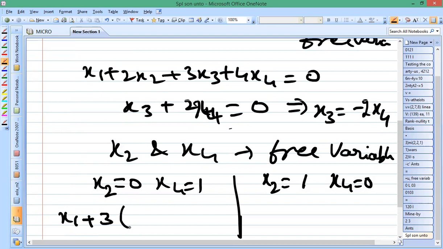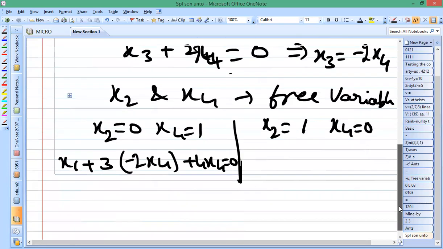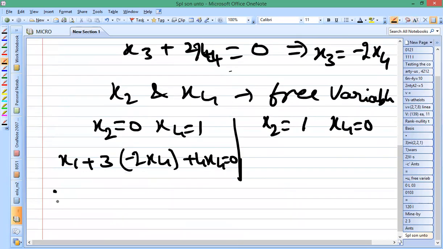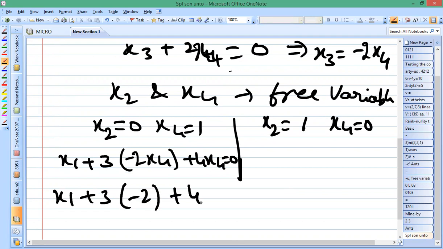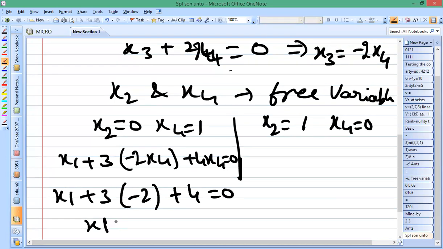But x3 is minus 2x4, I'll substitute that here, plus 4x4, which is equal to 0. And since x4 is equal to 1, substituting that value, plus 3 into minus 2 plus 4 is equal to 0. So x1 is equal to minus 6 plus 4, that is minus 2, so x1 is equal to 2.